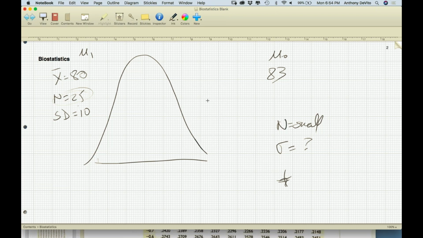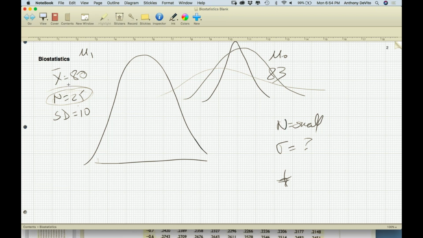The T distribution for a large sample size may look like this. For a smaller sample size may look like this. For a really small sample size may look something like that. So we don't have a table for a sample size of 25. We only have a table that gives us certain values of T for specific levels of confidence, right? 95%, 99%, and so on and so forth. So let's see what I can do with this.